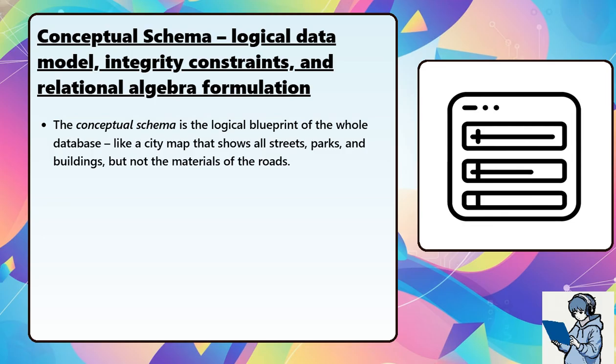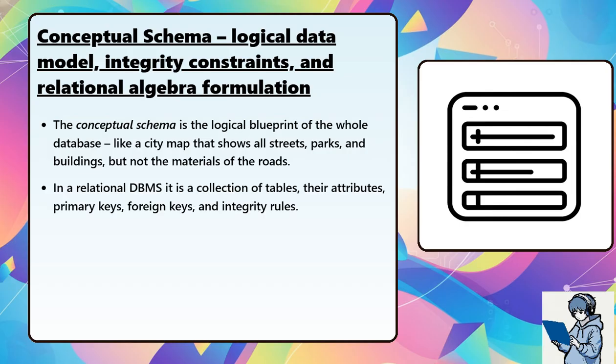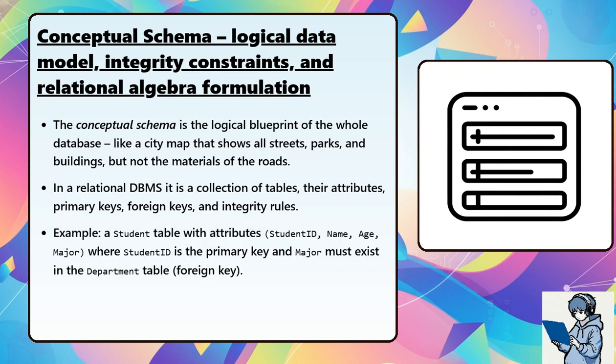The conceptual schema is the logical blueprint of the whole database, like a city map that shows all streets, parks, and buildings, but not the materials of the roads. In a relational DBMS, it is a collection of tables, their attributes, primary keys, foreign keys, and integrity rules. Example: a student table with attributes student ID, name, age, major, where student ID is the primary key, and major must exist in the department table (foreign key).